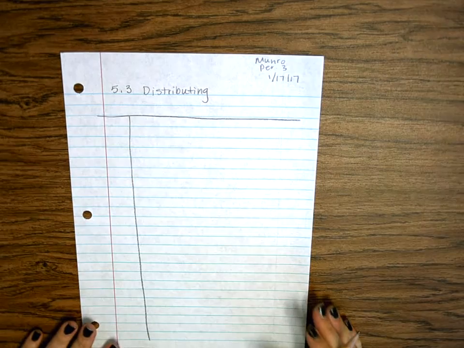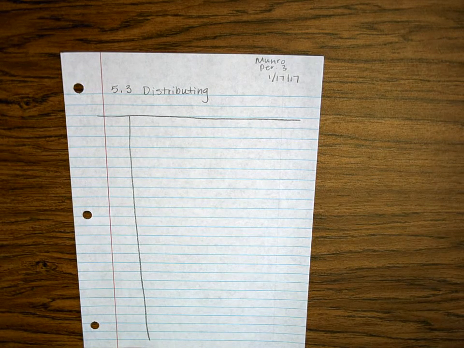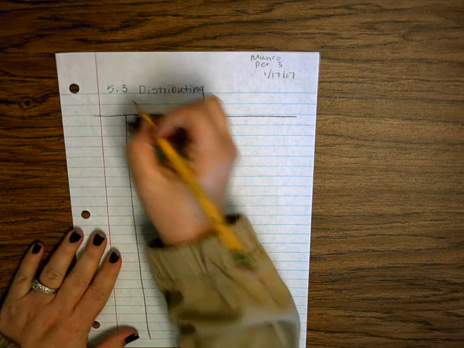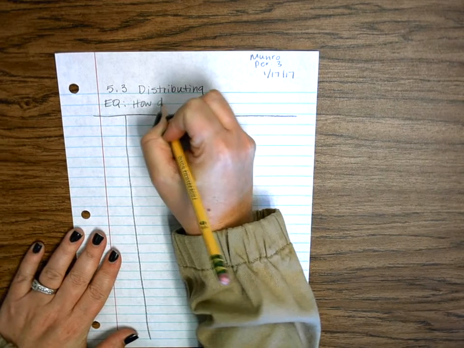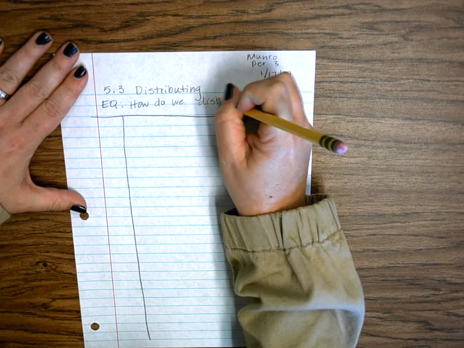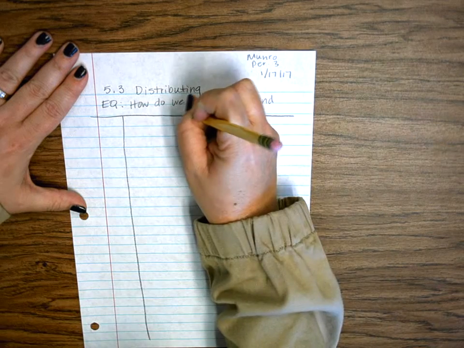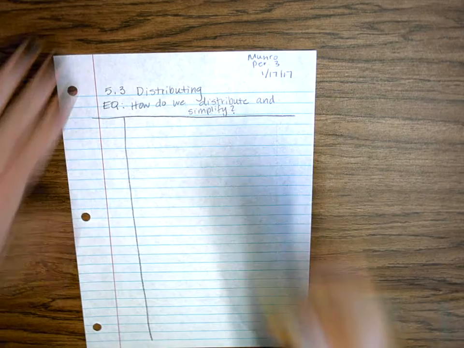There is an essential question up on the board, and it basically says, how do we simplify algebraic expressions by distributing and combining like terms? That's a long EQ, so we're going to put instead EQ, how do we distribute and simplify? Okay.